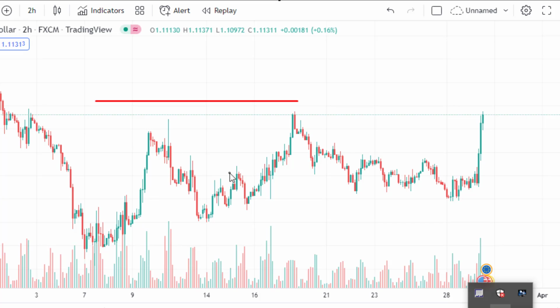First of all, what we have to do, there are so many levels here. This is a level, this is a level, this is a level, this is a level. So which one is a support level and which one is a very strong support level? We can trust that level. This is the main thing.